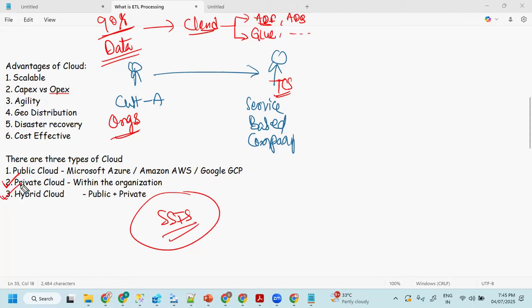And then the third one is hybrid cloud. Hybrid cloud means when you combine or take the services from both public and private, in that case, we can say it is a hybrid cloud. Basically, hybrid cloud did not exist originally. Only public cloud and private cloud existed. When, for some reason, you're taking the service from both platforms, in that case, we can say it is a hybrid cloud.